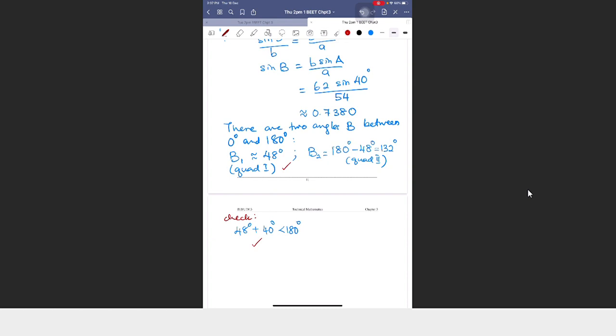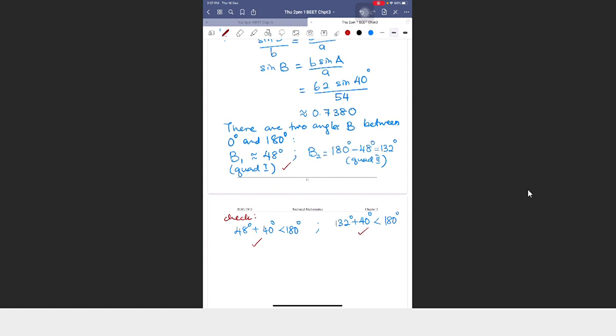So that means there's another possible angle, a third angle that I can find. Similarly, I also need to check for my B2, which is 132 degrees. If I add the given 40 degrees from the question, this is actually still less, isn't it? It's 172, still less than 180 degrees. Which means there is again another possible third angle that I can find. So in this case, I will also accept this.